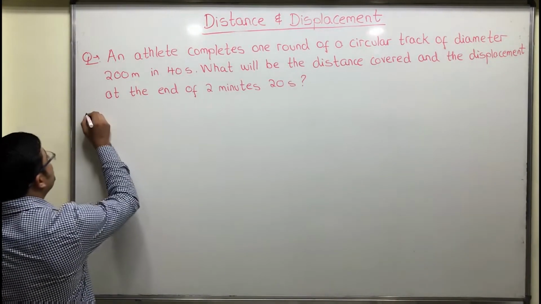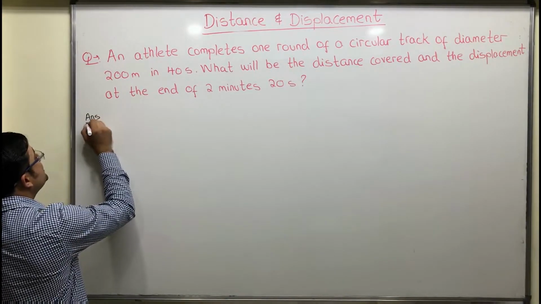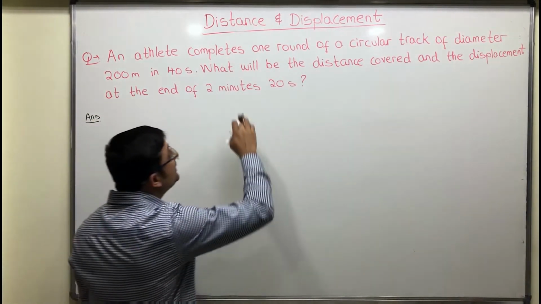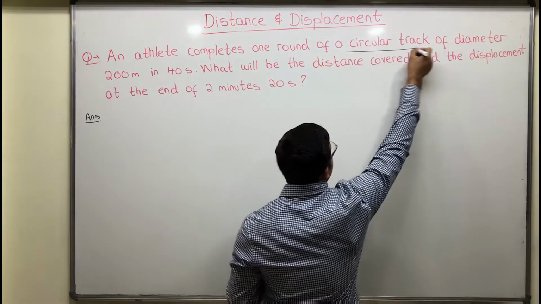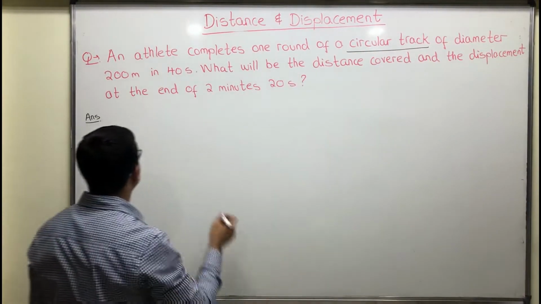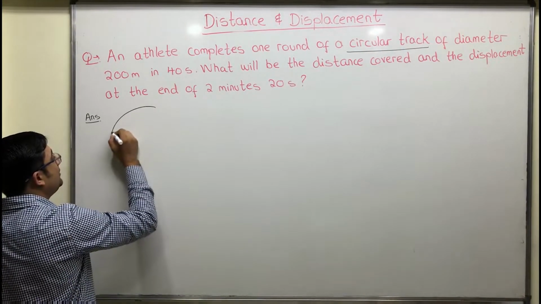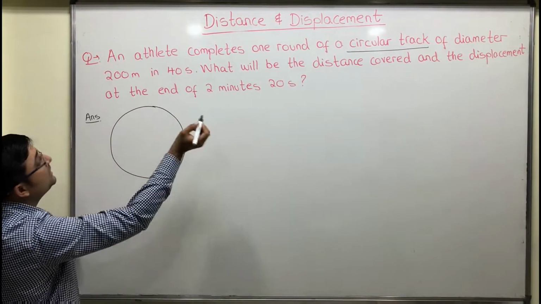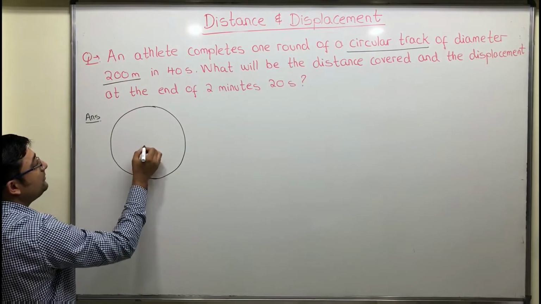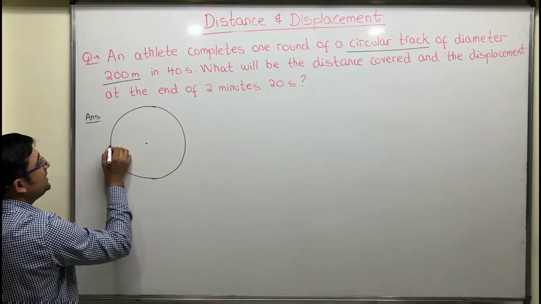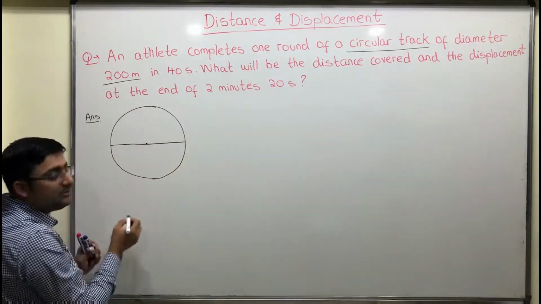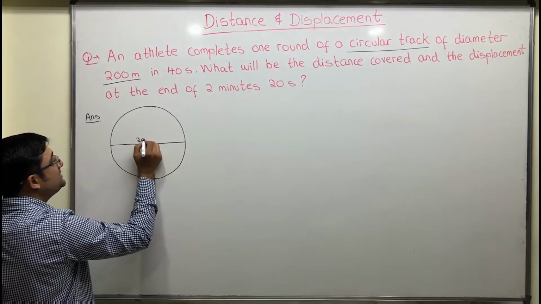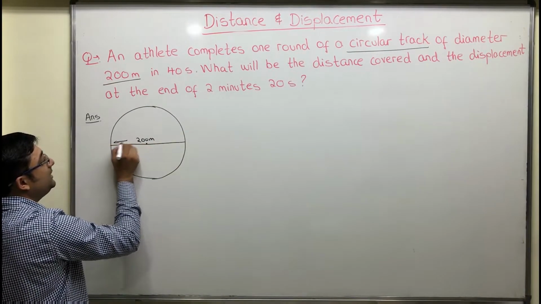So let's begin. The first step is, guys, in case it is possible, draw a figure. Here we're given an athlete running around a circular track. So the first step is to draw a circle. I'll draw a circle over here. Next, we're given the diameter of the circular track is 200 meters. Let's say this over here is the center, and this over here is the diameter, which is given to us as 200 meters.